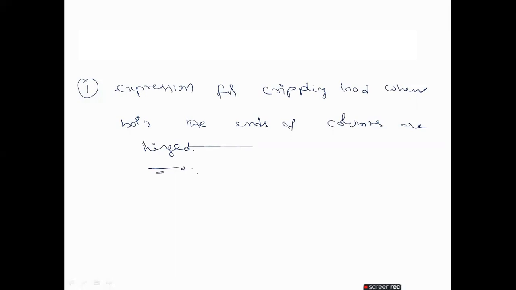So if you observe, this is the first condition we will use in Euler's theory. In this condition, the crippling load or buckling load, whatever it may be, both are the same. And if you observe here, both column ends are hinged. That means if it is a column, this one is a hinged support and this one is a hinged support. So both ends are hinged supports. Hinged supports are nothing but pinned supports. So now I will start the derivation for this one.